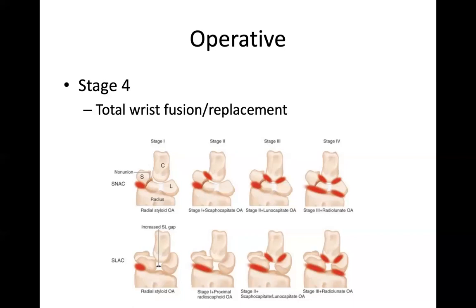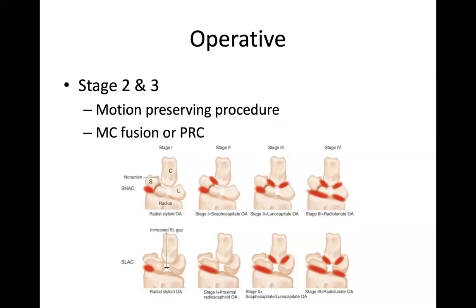The whole of the midcarpal joint and the whole of the radiocarpal joint are involved in arthritis. So there's no option for motion preserving procedure like a PRC or midcarpal fusion. So there you have to do either total fusion or a replacement. So stage 2 and 3 is where you can do these motion preserving procedures. They're still classified as like a salvage procedure, but you aim to retain one of the two joints in the wrist, either the midcarpal or the radiocarpal joint, and you can take away their pain but retain some of their motion.